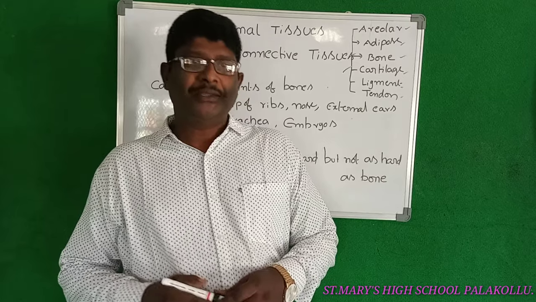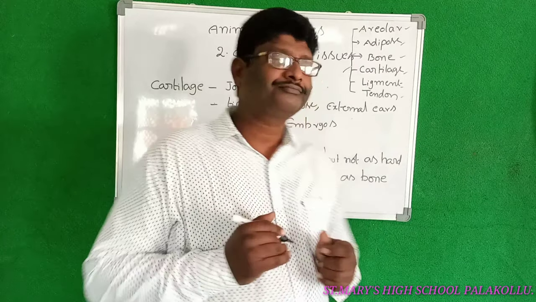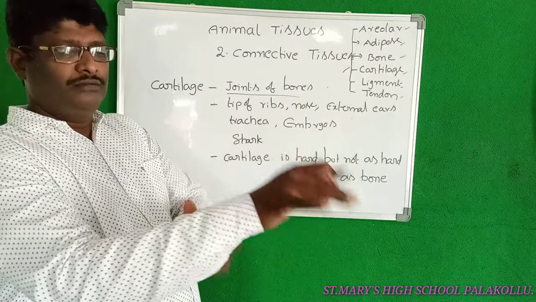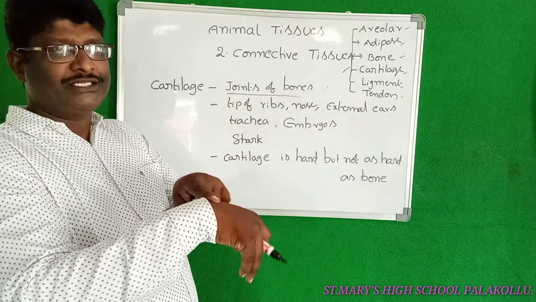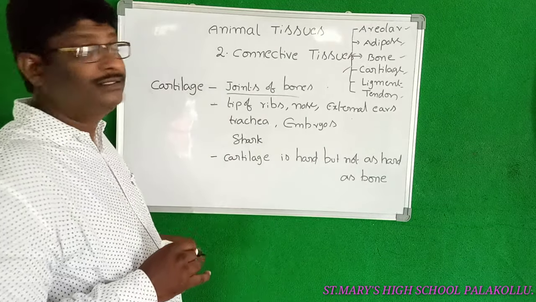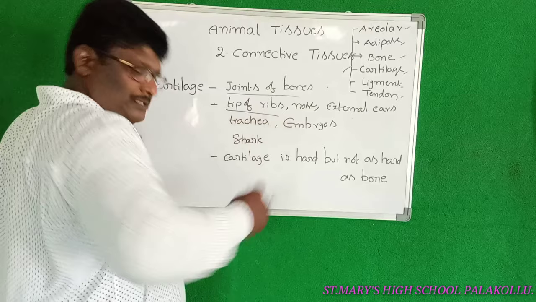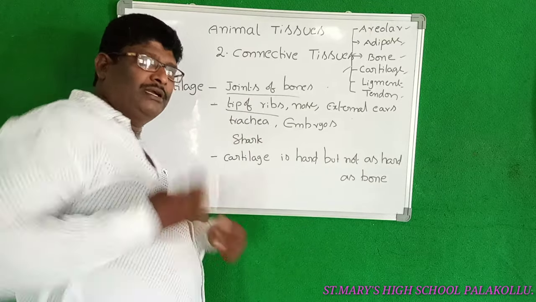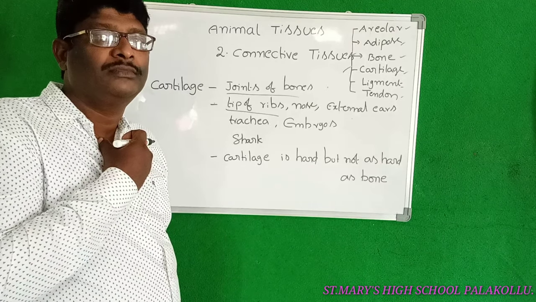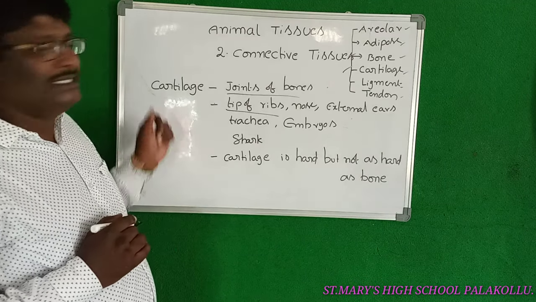Cartilage is also one type of connective tissue. Where is this cartilage located? At the joints of bones. For example, this is a bone, this is a bone, and in between there is a joint. In that area, there is a connective tissue that is called cartilage. And also the tip of the ribs, tip of the nose, and the tracheal system. In those areas there is a connective tissue called cartilage.